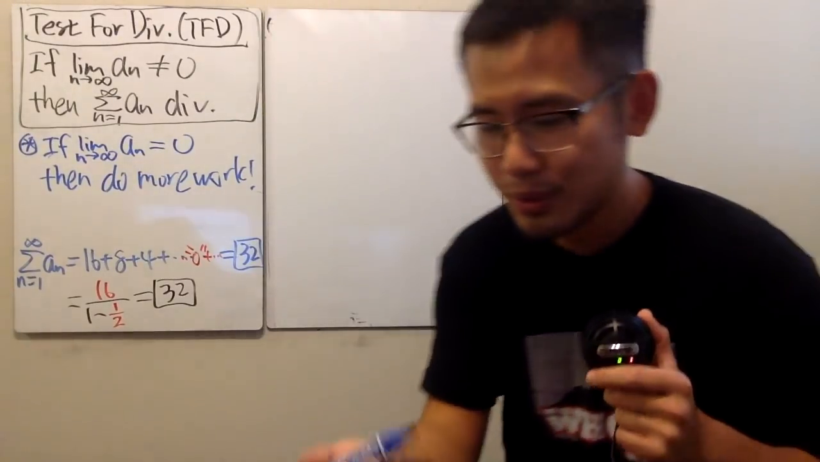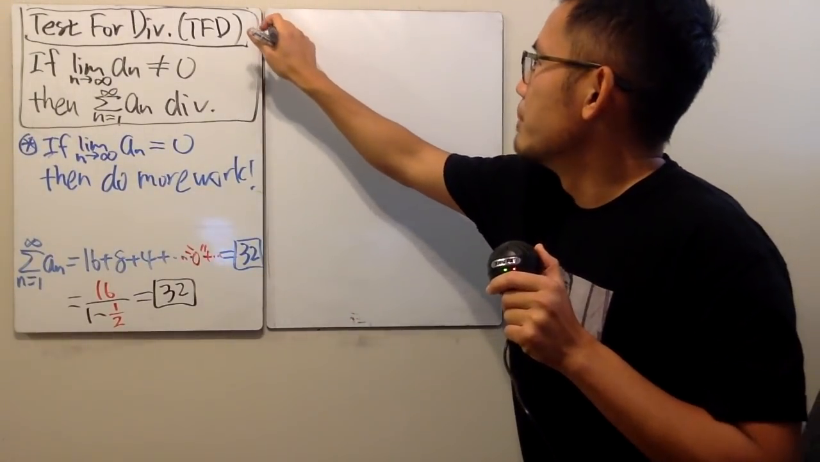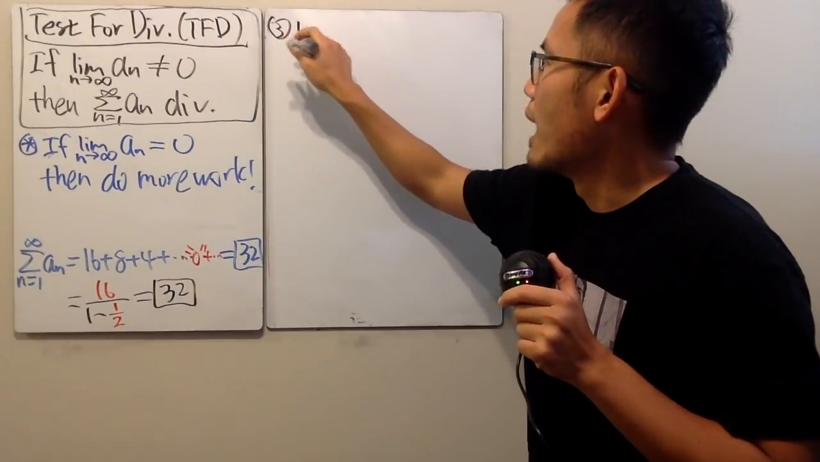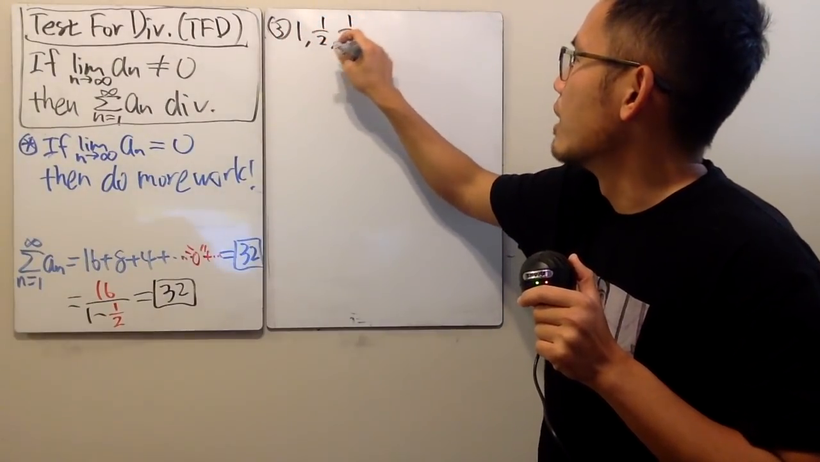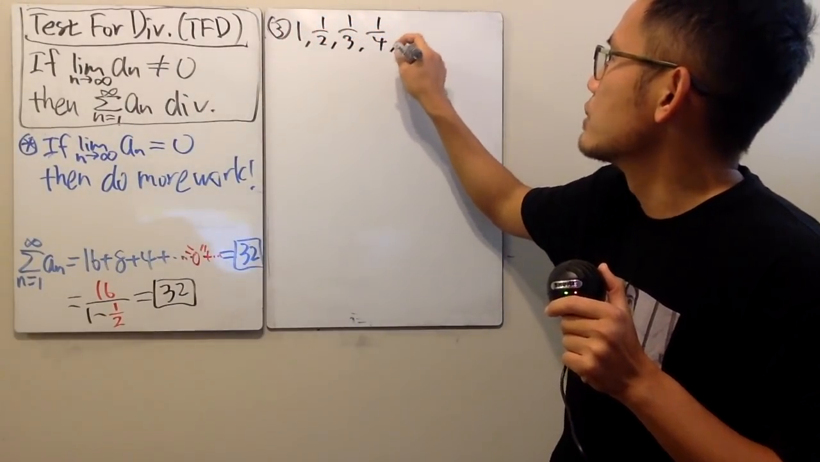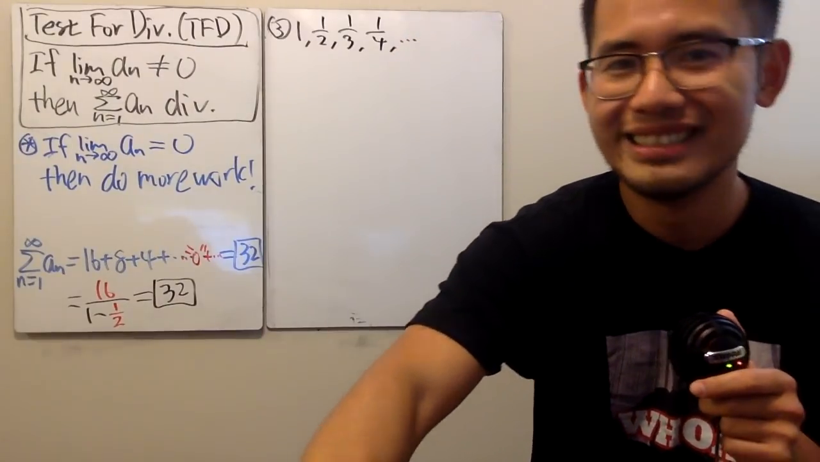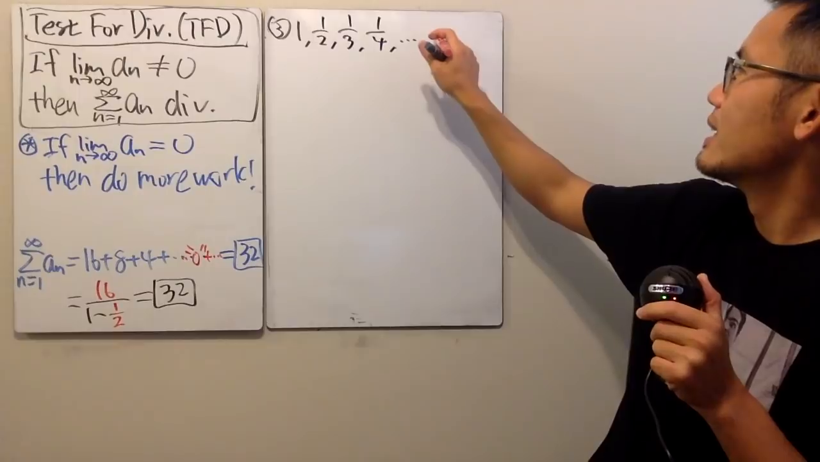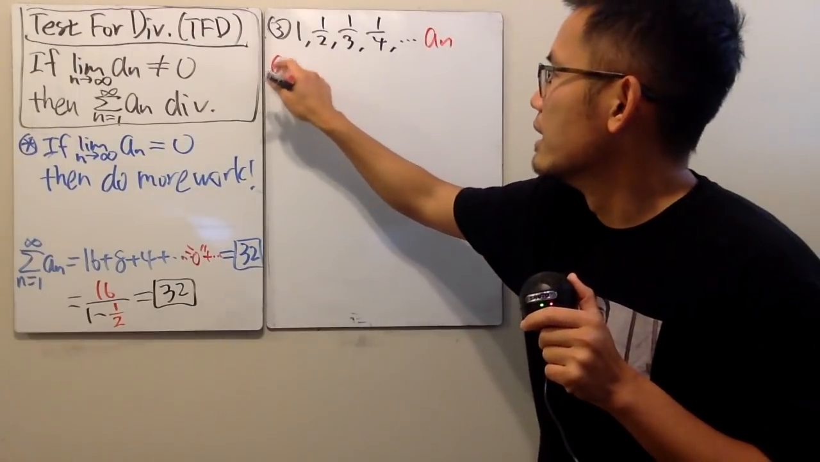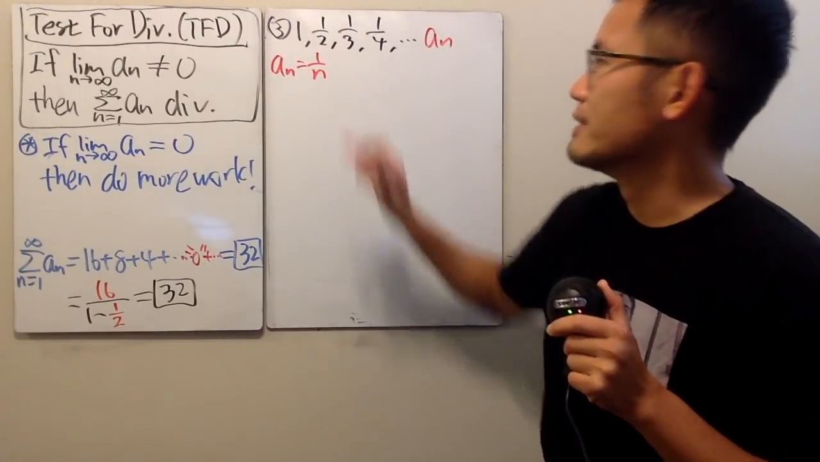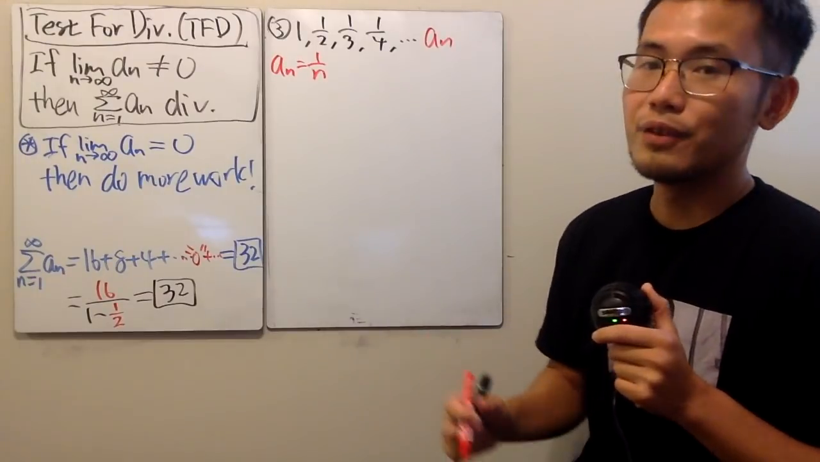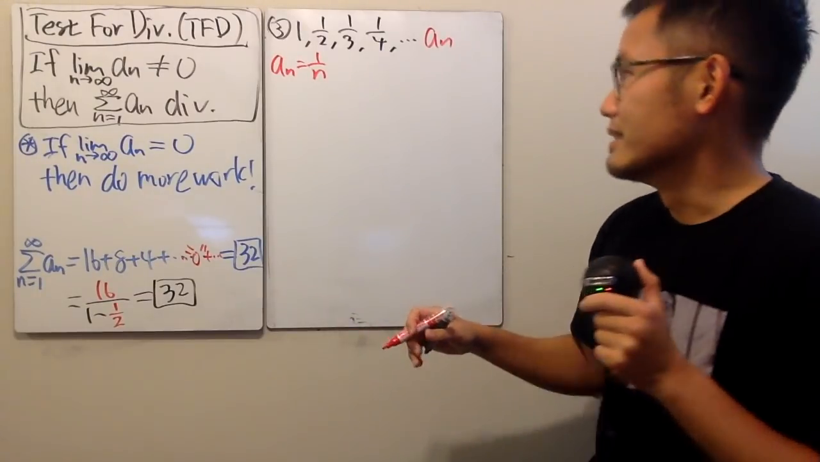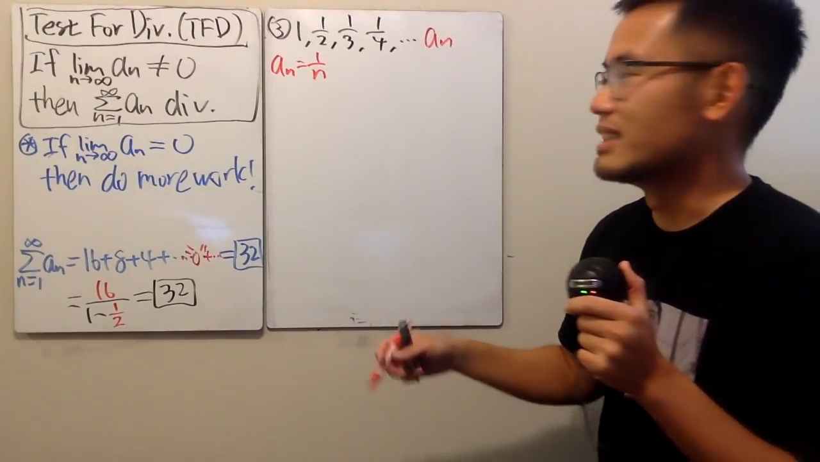So, have a look right here. Example 3, let's consider 1, 1/2, 1/3, 1/4, and so on. Of course, this is just 1 over n. So let's write down a_n is just equal to 1 over n. Does a_n converge? Yes, it does. You can just take a limit, right?